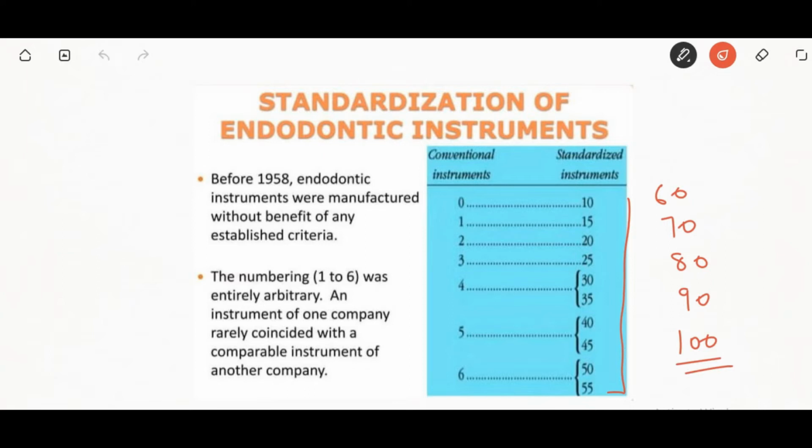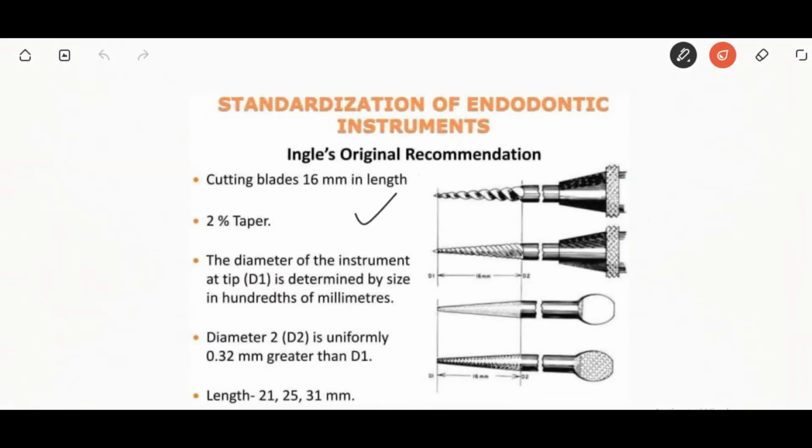So each number will represent the diameter of the instrument in hundredths of a millimeter at the tip. For example, you will see a number 25 reamer will have 0.25 mm at the D1 and 0.57 mm at the D2. So this size will ensure a constant increase in the taper.